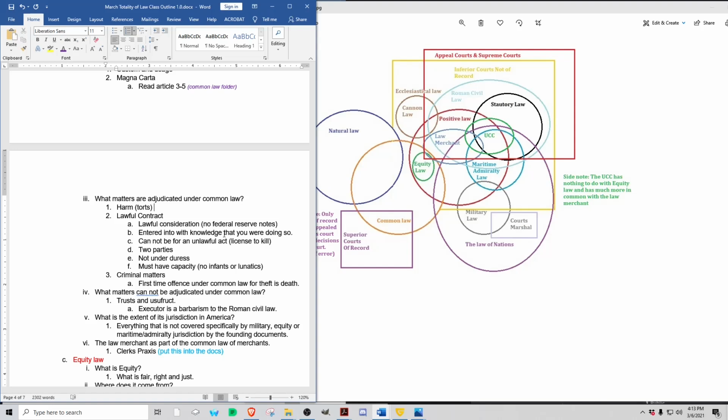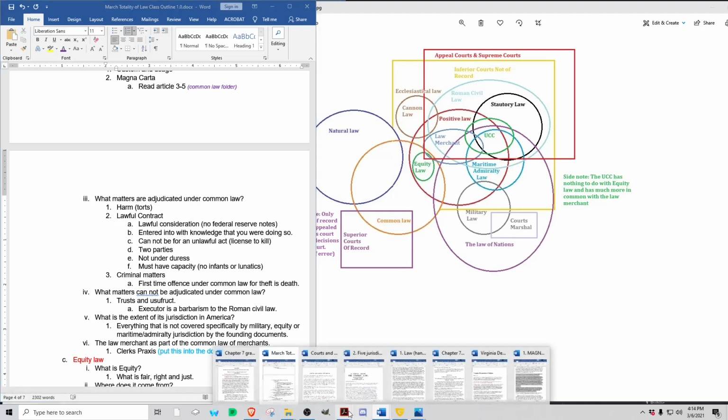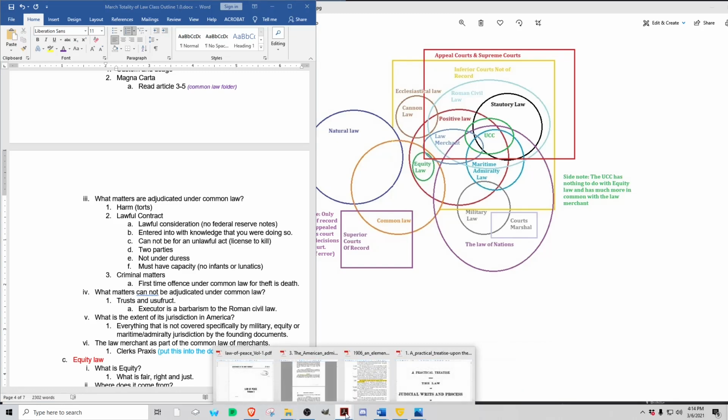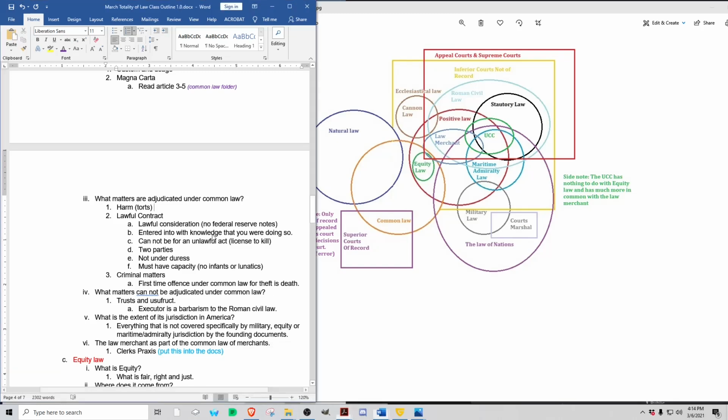And then F, you must have capacity, meaning no infants and no lunatics. So what did I just show you in the Court of Wards and Liveries thesis paper? Well, it was talking about who has control of infants and lunatics. Well, the king does, or the attorney, because the English Empire has always been under the Rothschilds, in case anybody had a question about that. It's why England became an empire.